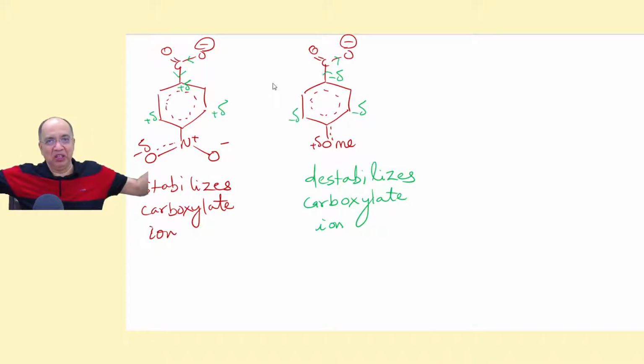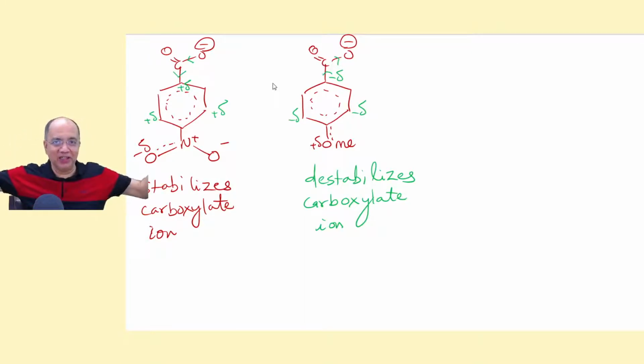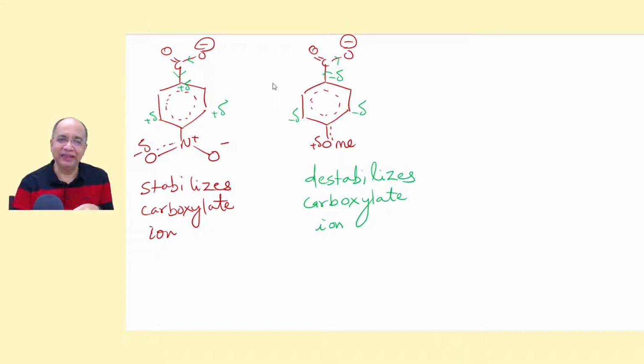Carboxylic acid is a bulky group. It's not like OH, a small group. Carboxylic acid is a bulky group. So the ortho isomers have a special unique property. We'll discuss that. Now I'm talking about para-nitro, which will produce a plus delta on the ipso carbon with respect to the carboxylate ion, and because of its strong electron withdrawing ability, it will stabilize the carboxylate ion.